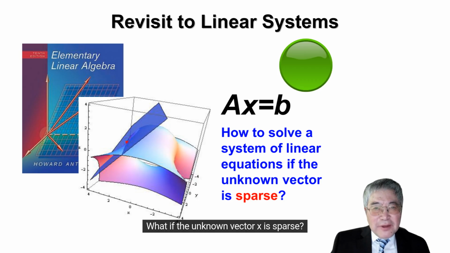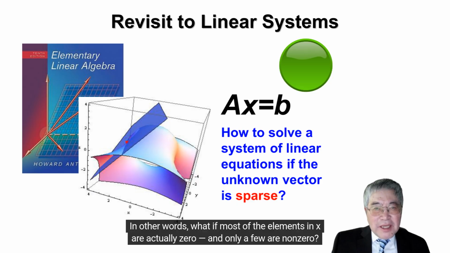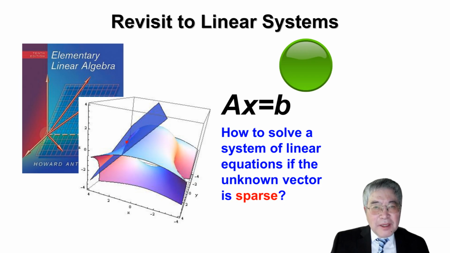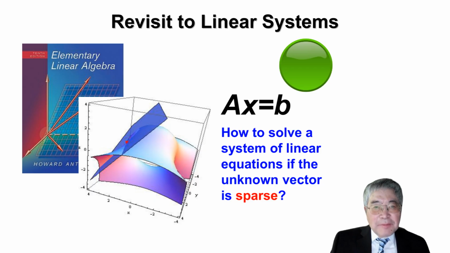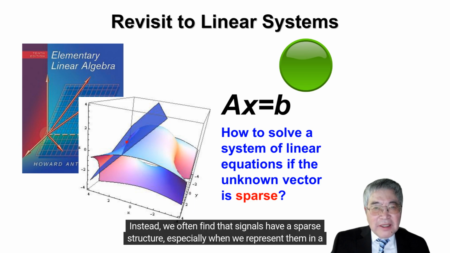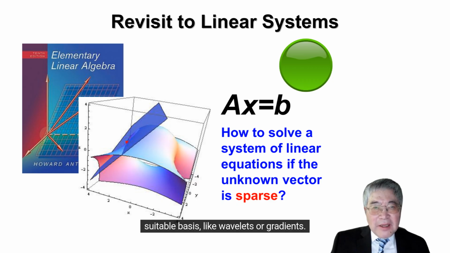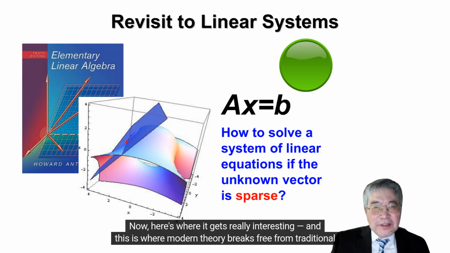What if the unknown vector x is sparse? In other words, what if most of the elements in x are actually zero, and only a few are non-zero? This situation comes up a lot in modern signal processing and imaging. We no longer assume that a signal is densely sampled or has energy spread all over. Instead, we often find that signals have a sparse structure, especially when we represent them in a suitable basis, like wavelets or gradients.